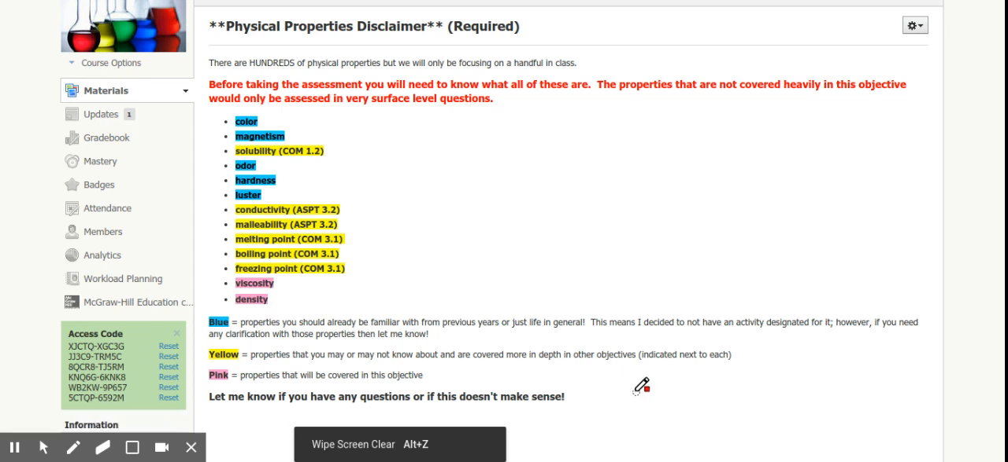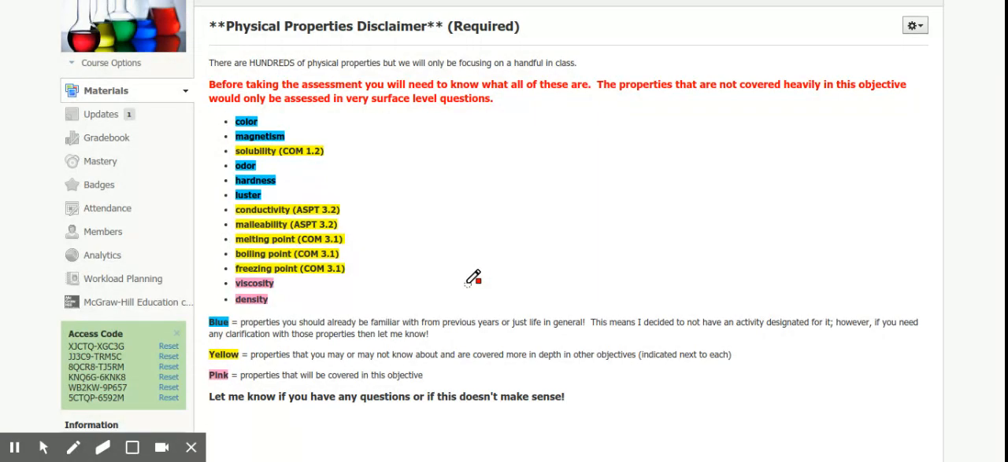All right, so if you haven't noticed, there are hundreds of physical properties. We took a day and we just looked at physical properties of matter, and I had you guys do the golf ball, and you guys came up with a lot. Now, the ones that we're focusing on are the ones that are in this list right here. So the ones in blue we'll start with: color, magnetism, odor, hardness, and luster.